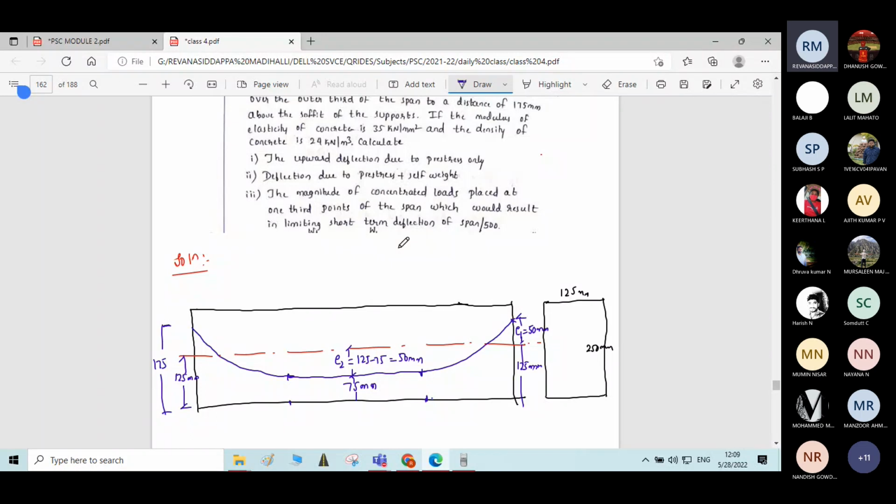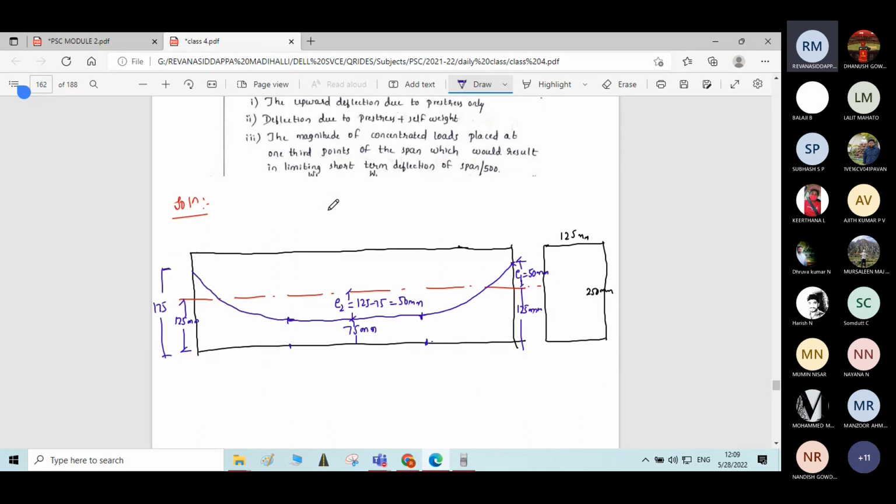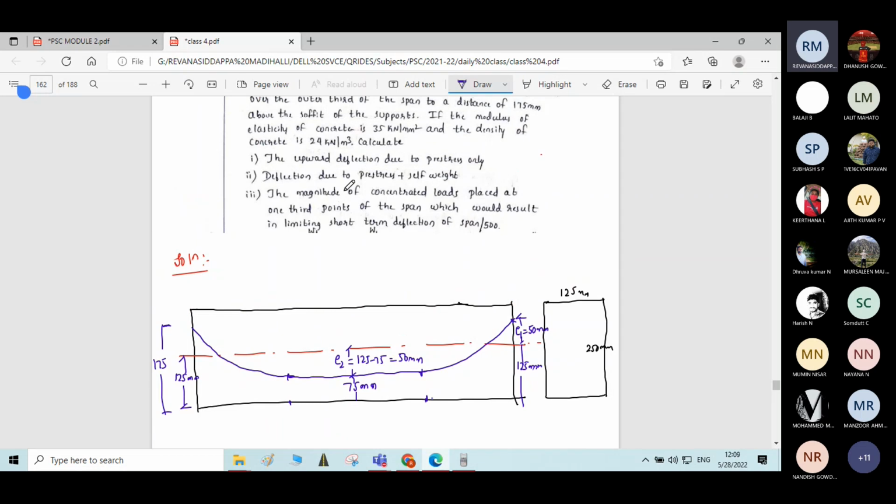What is the first question? Upward deflection due to prestress only. The second question is deflection due to prestress and self weight. What you do is first calculate the deflection due to self weight, then calculate the deflection due to prestress. You can find the answer for both. Correct.